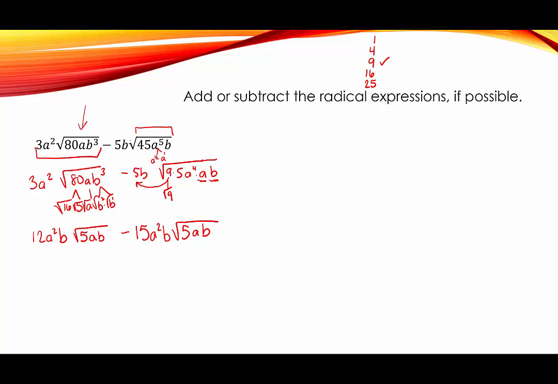But we can, and we combine by combining the coefficients. I have 12 here. I have minus 15 here. So my final answer will be minus 3a squared b times the square root of 5ab. And there it is in simplest form.